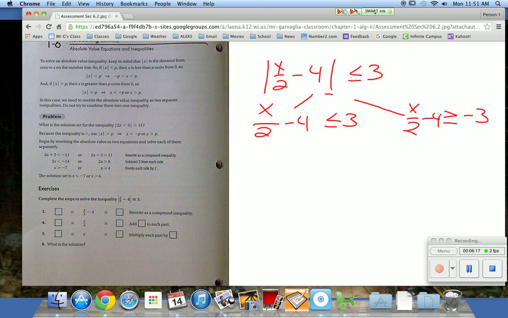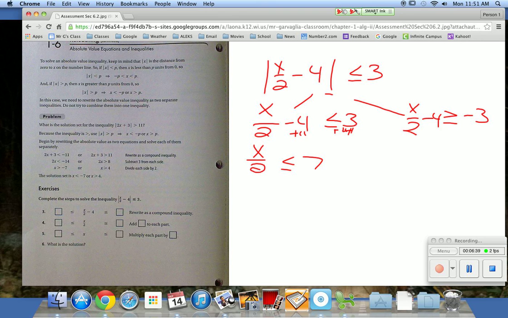We have to change that around on an inequality. So then we solve from here. We have x over 2. We subtract the 4 over here, x over 2. And we have minus, so we add it in. I'm sorry, not subtract, add. All right, is less than or equal to 7.